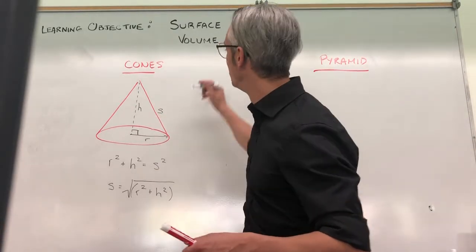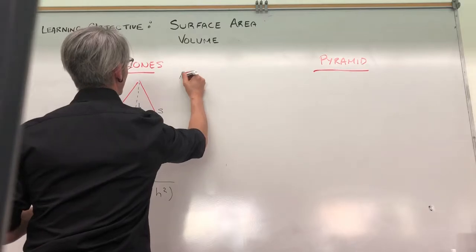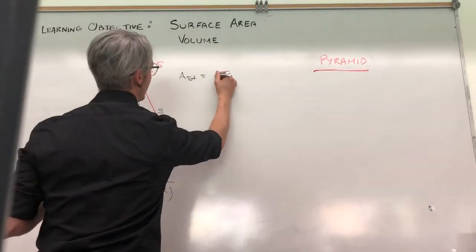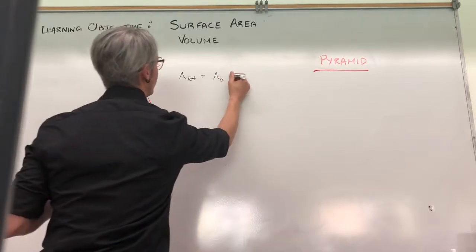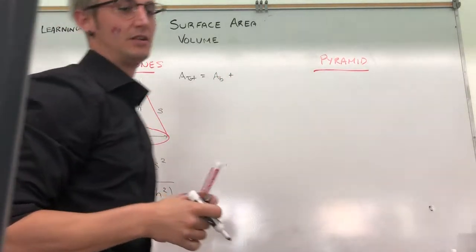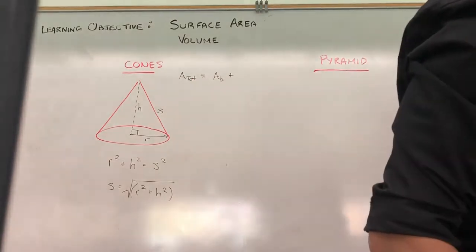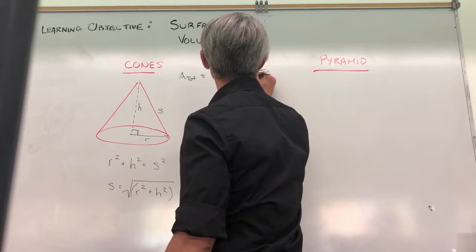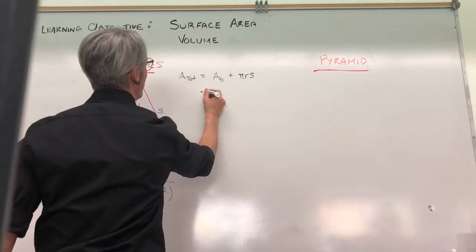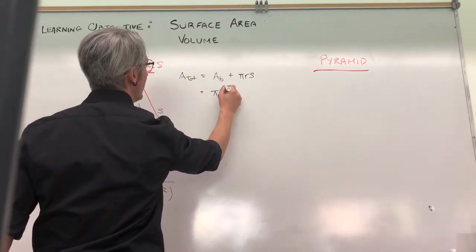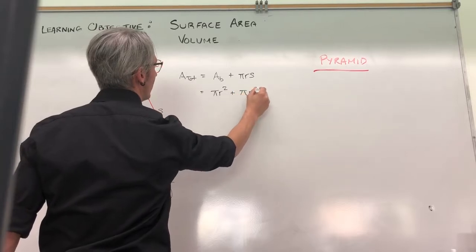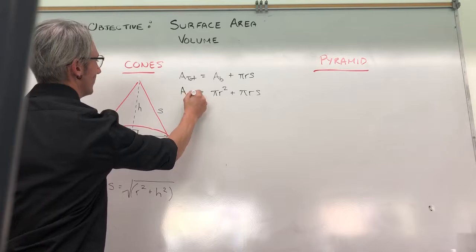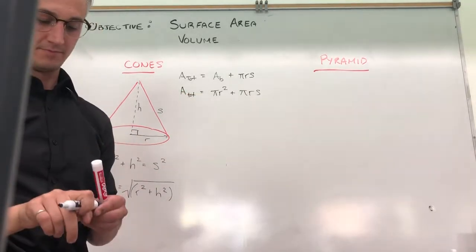So the total area of this cone is going to be the area of the base, which we know is pi r squared, plus the area of the side, which is pi r s. So we know the total area is pi r squared plus pi r s. We can figure that out pretty easily.